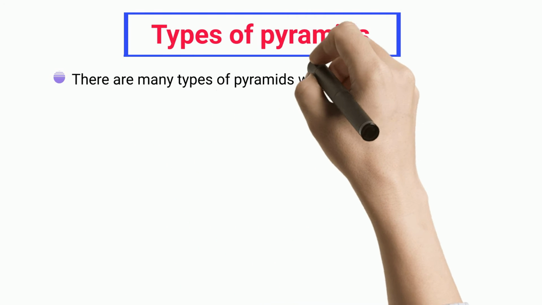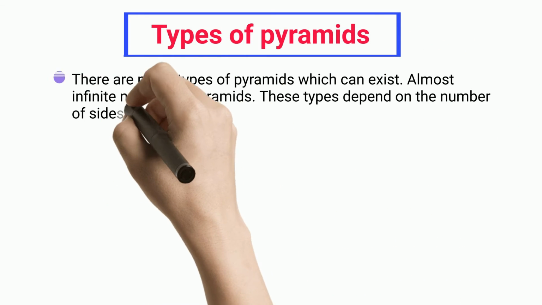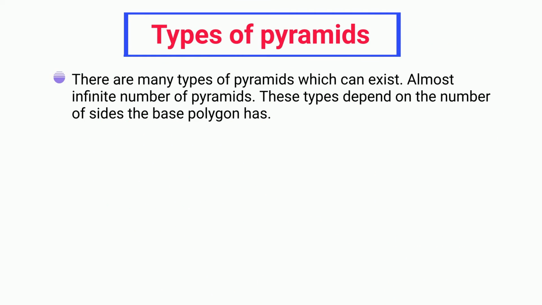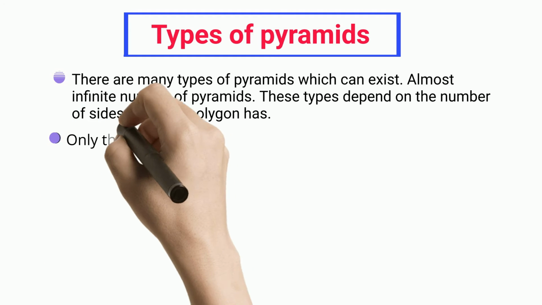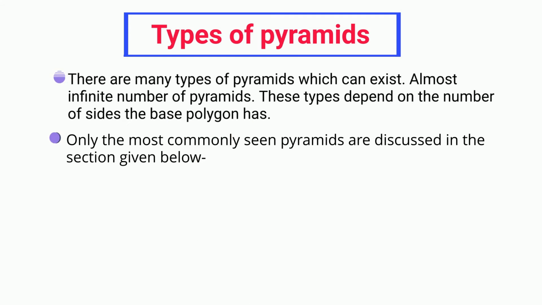There are many types of pyramids which can exist. Almost an infinite number of pyramids. These types depend on the number of sides the base polygon has. Only the most commonly seen pyramids are discussed in the section given below.